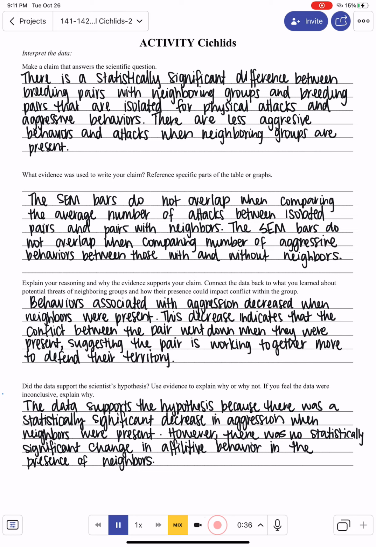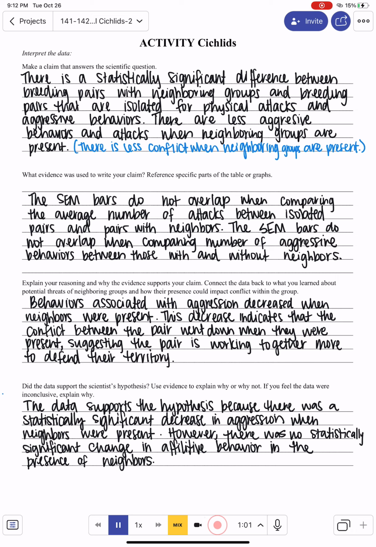statistically significant difference between breeding pairs with neighboring groups and breeding pairs that are isolated for physical attacks and aggressive behaviors. That means there are less aggressive behaviors and attacks when neighboring groups are present. AKA, there is less conflict between the breeding pairs when neighboring groups are present.